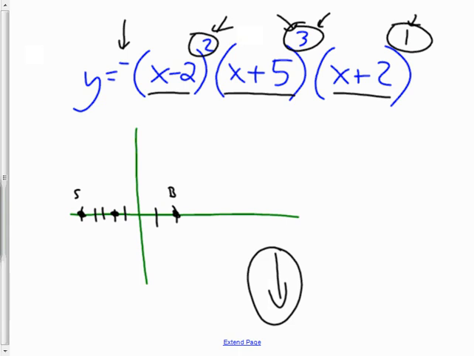Snake through this spot. Let's see. How am I going to snake through there? You basically act like you're drawing an x to the third graph. Okay? Then it's got to, let's see, what's it going to do at this -2? It's going to bounce there.